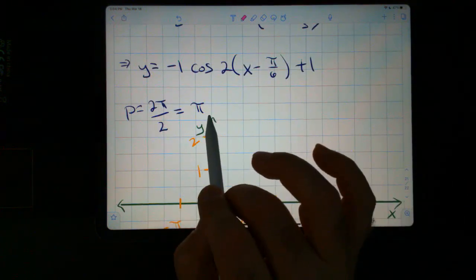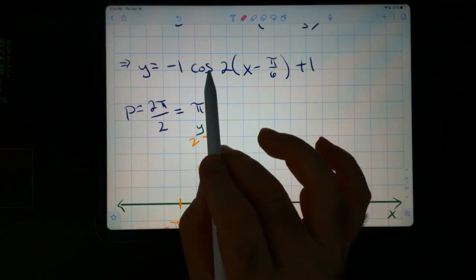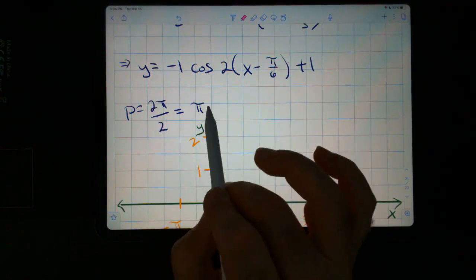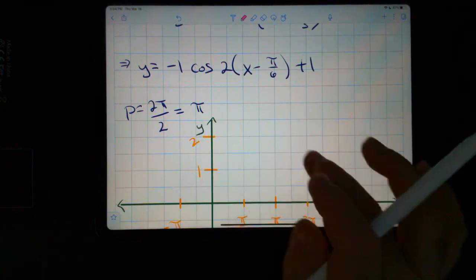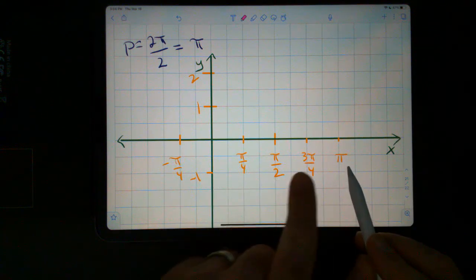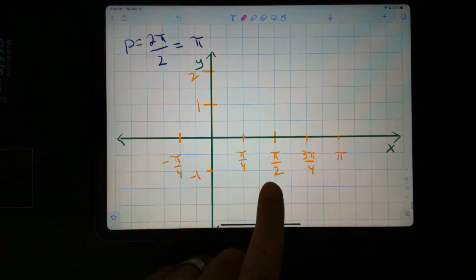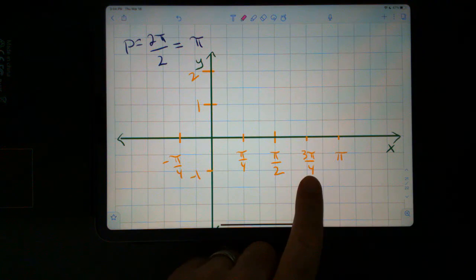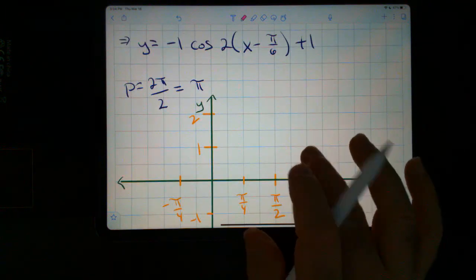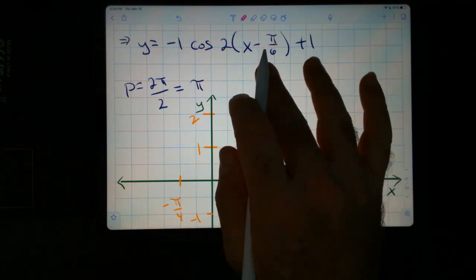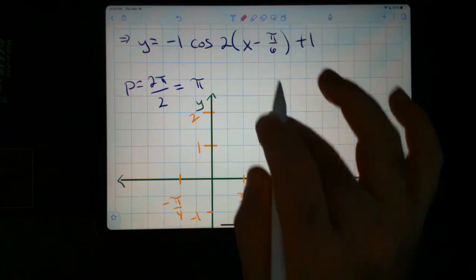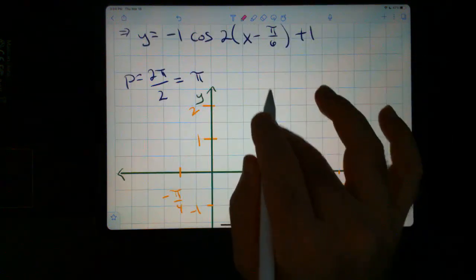Now the period is going to be pi because the period of cosine and sine is 2 pi over b. Since b is 2, your period is going to be 1 pi. So we get a period of 1 pi, multiply that by 1 over 4 to get our intervals. We have pi over 4, 2 pi over 4, 3 pi over 4, and 4 pi over 4. Let's deal with the phase shift and the vertical translation in a moment. Let's get a basic structure of how this is going to look.